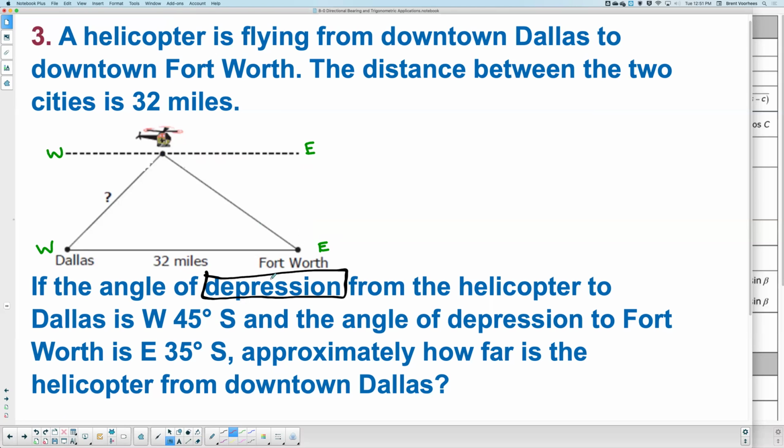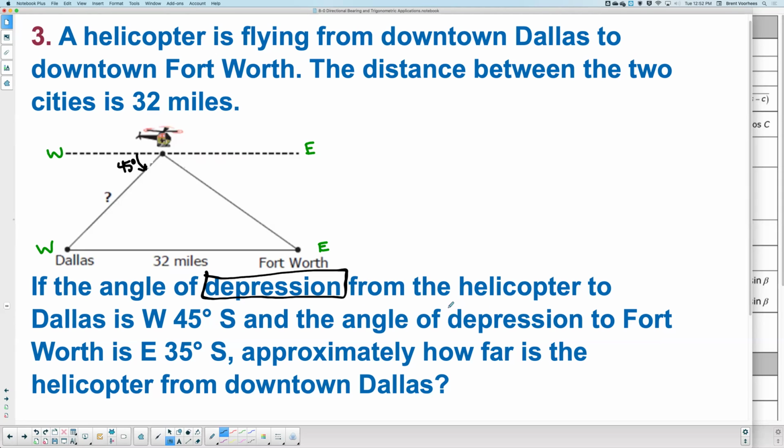It says the angle of depression. That means the angle looking down, not the one looking up. The angle looking down to Dallas is west 45 south. Now, wait a minute. This just said W. What does the W stand for? West. West 45 degrees south. So as you look at Dallas from the helicopter, you first look west, then you look down from there. And how much do I look down? 45 degrees. That goes right there.